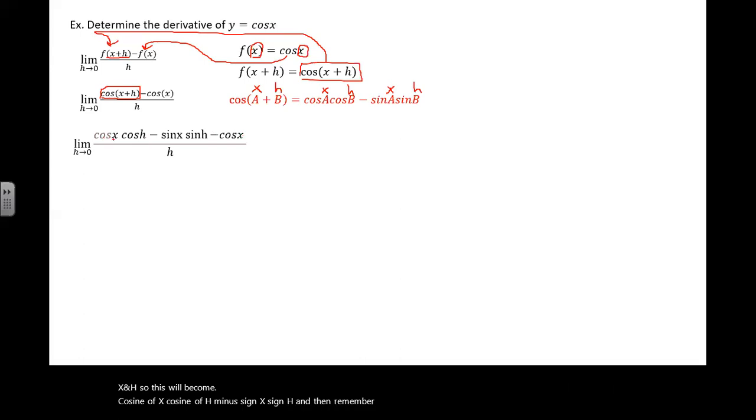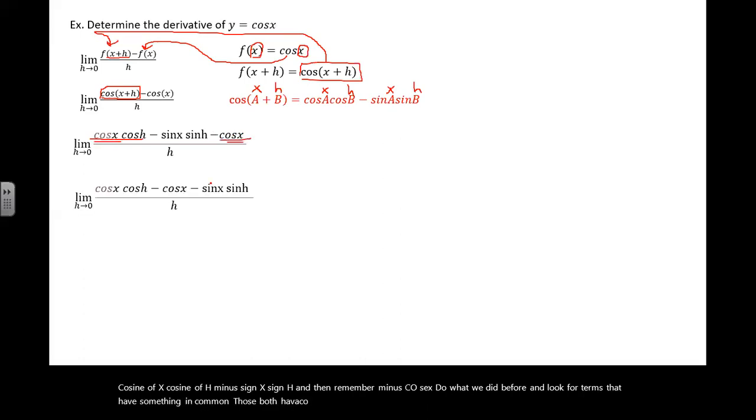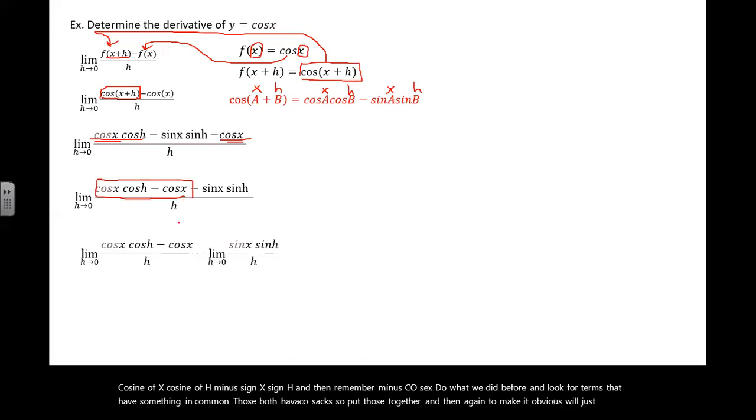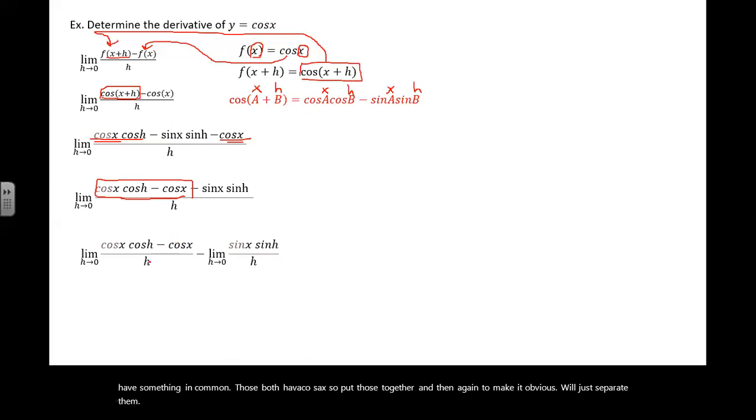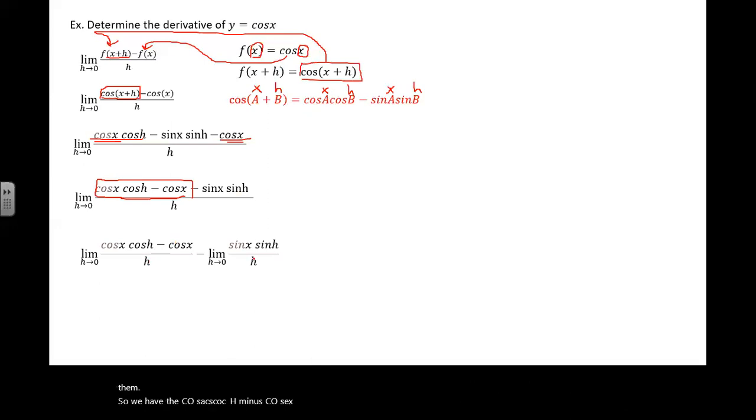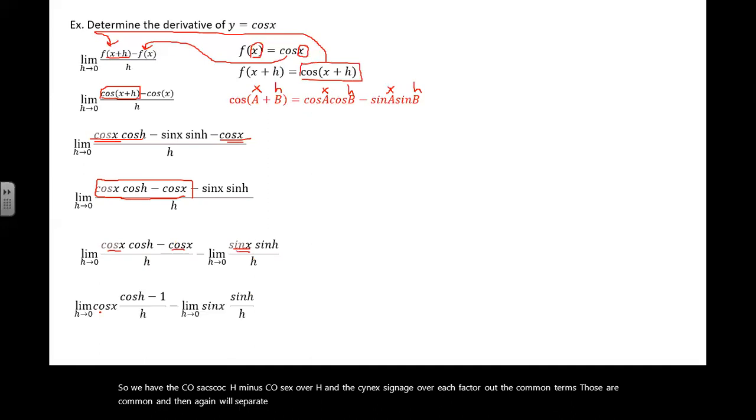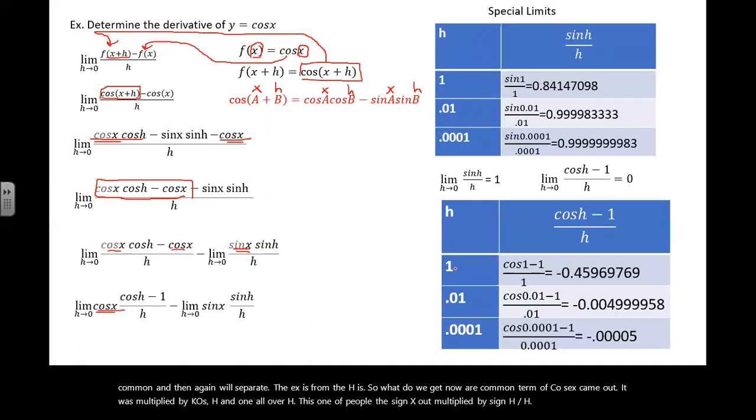Do what we did before, look for terms that have something in common. Those both have a cos x. We'll put those together. And then again, to make it obvious, we'll just separate them. So we have the cos x cos h minus cos x over h, and the sine x sine h over h. Factor out the common terms. Those are common. And then again, we'll separate the x's from the h's. What do we get now? Our common term of cos x came out. It's multiplied by cos h minus 1 all over h. This one, if we pull the sine x out, is multiplied by sine h over h. And then we get the same special limits that we had before.